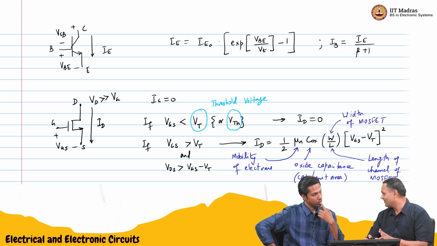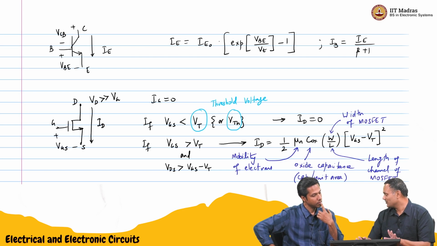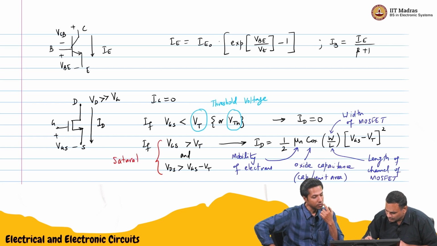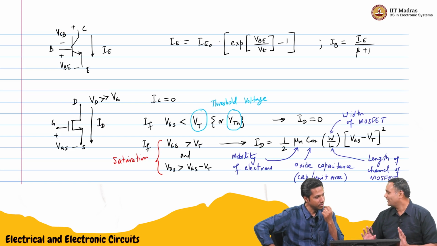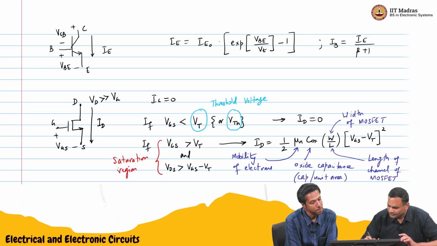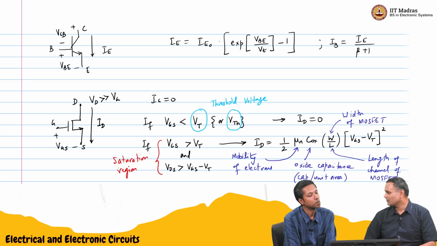There is a very specific reason why the word is used, and we will discuss that. Once we draw the curves, we will understand why it is called saturation. But that is very important to realize. This is the saturation. If you put these two conditions together, it looks like the current is not changing with respect to VDS. So we say that it is saturation. This is the saturation region of operation of the MOSFET.